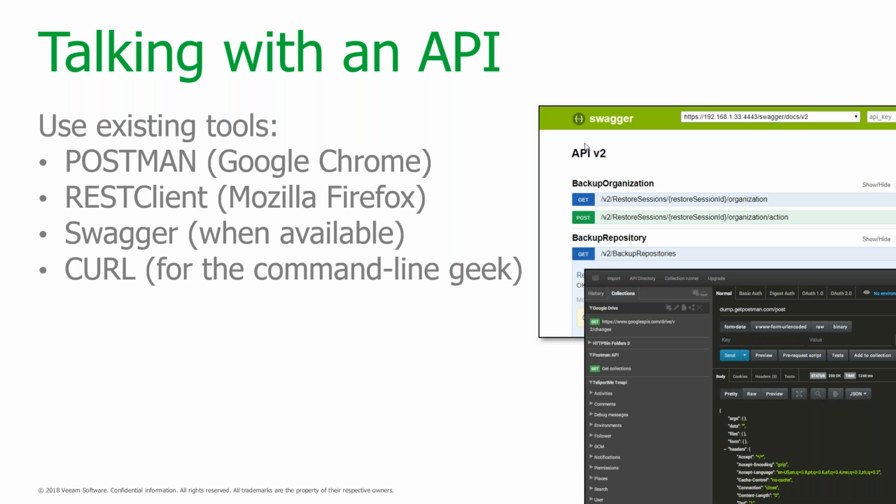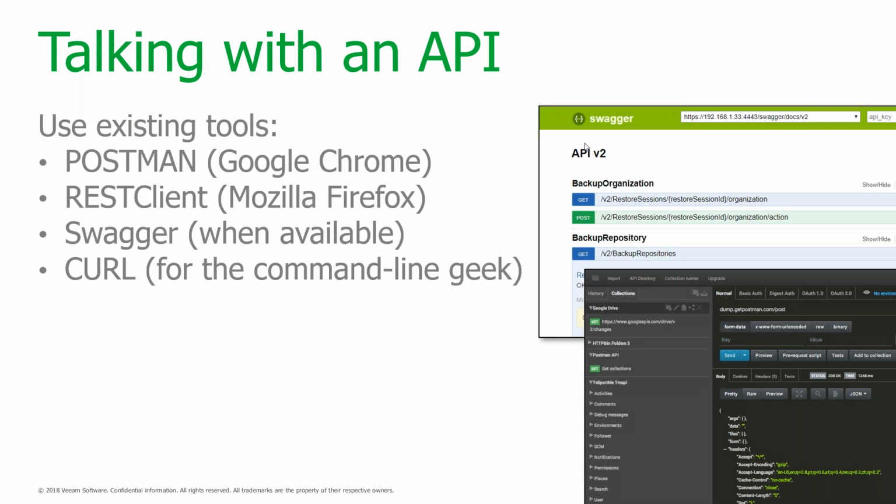So you can use the REST client, which is in Mozilla Firefox. You can use Swagger when it's available. We are going to discuss Swagger later on. You can see there on the right as well, the white interface, and you can use curl. I'm going to use curl later on, so you are going to see kind of three of these today.